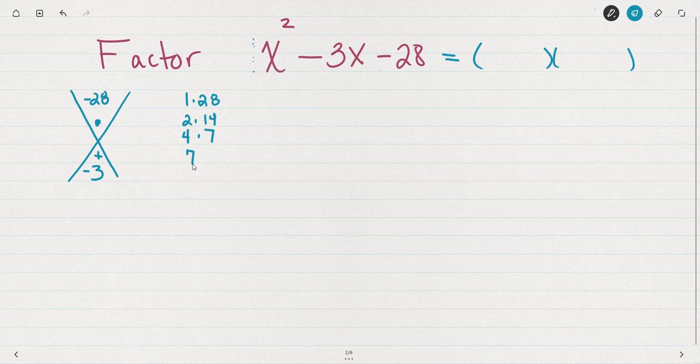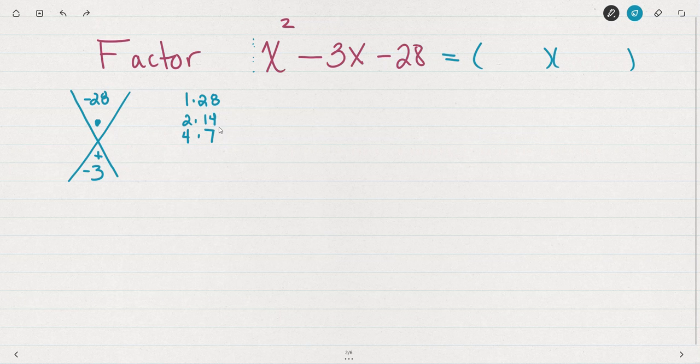And then the next number is 7. But you'll notice that I already have a 7. So if I continued going, the only other numbers that are going to work are the 14 and the 28. So I know once I get to this repeat that I'm done. These are the only combinations that work to multiply to 28. Next, I'm going to look at which ones can be added or subtracted to get a 3.